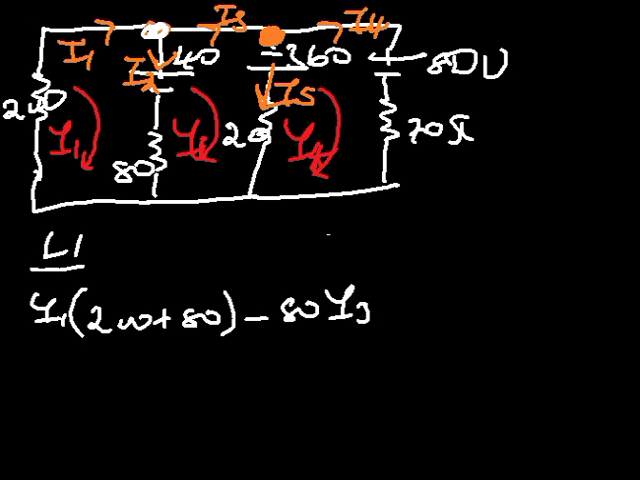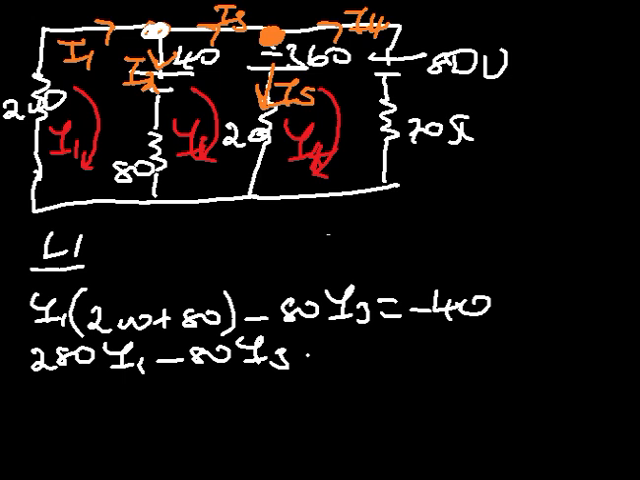So that is equal to the source of power. With respect to the flow of the current, from the positive terminal to the negative, that is a voltage drop. So we'll have negative 40. In this case we'll have 280 I1 minus 80 I3, which is equal to negative 40. Now this is equation 1. Actually, it should be equation 3, of course.